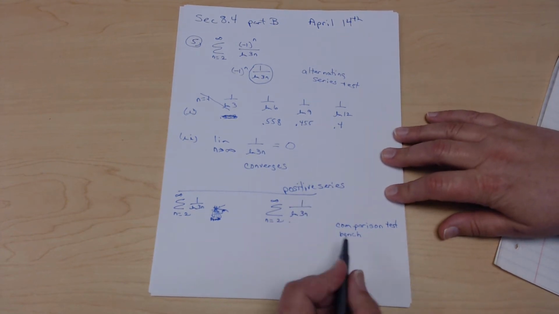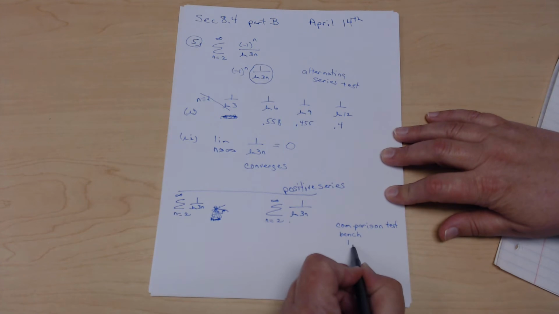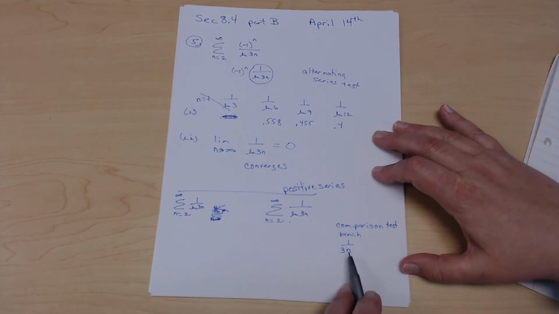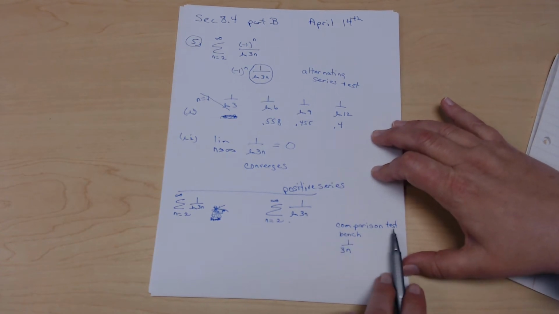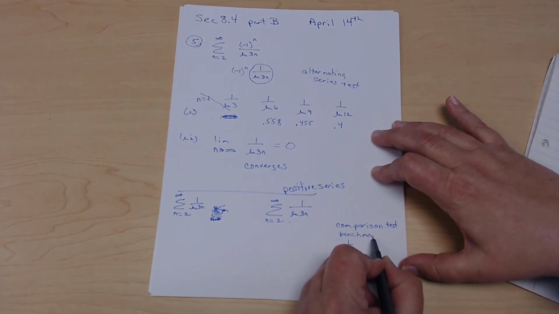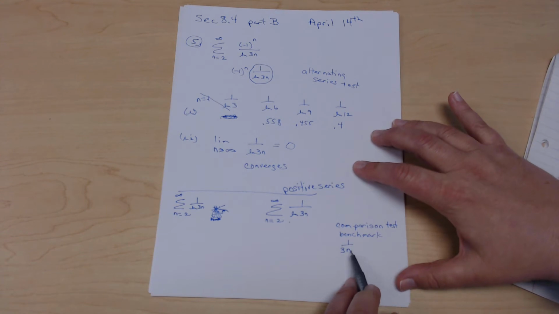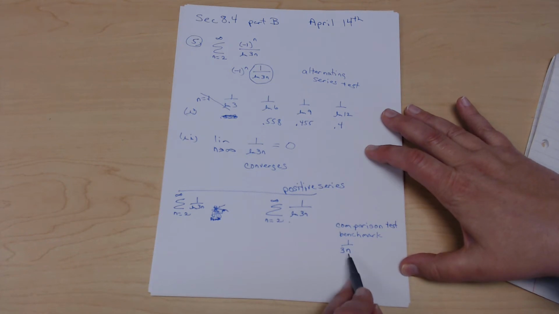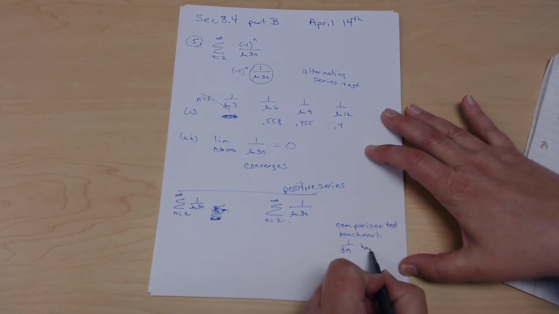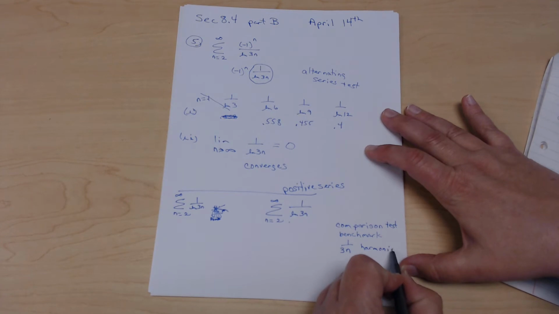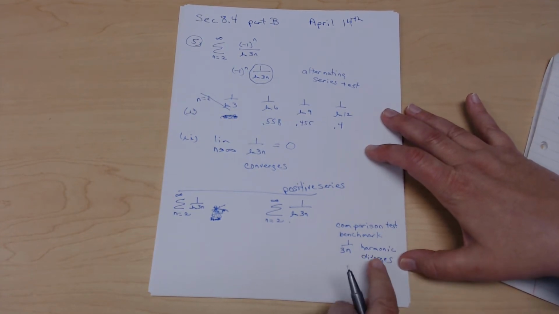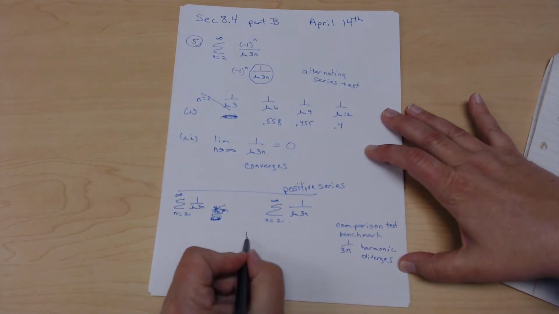So my benchmark, and this one's maybe a little tricky, I'm going to do 1 over 3n. I don't know if I'm going to have enough room. It's good practice. What was the comparison test? Oh, I need a benchmark. All right, so this guy, this is good practice though. This guy is a p-series, or specifically harmonic. This is harmonic, and harmonic always diverges.